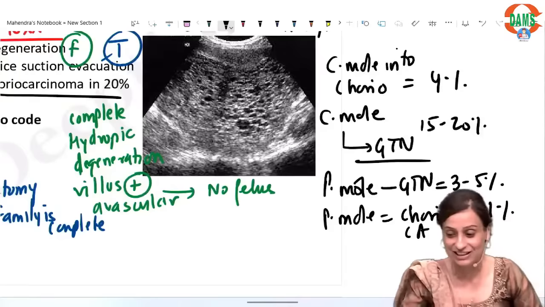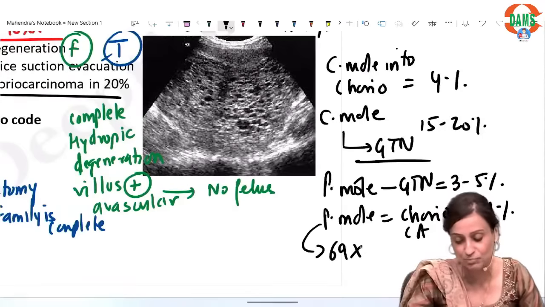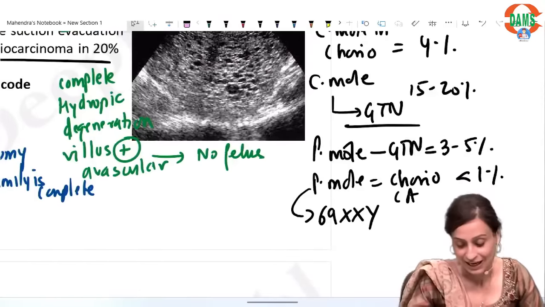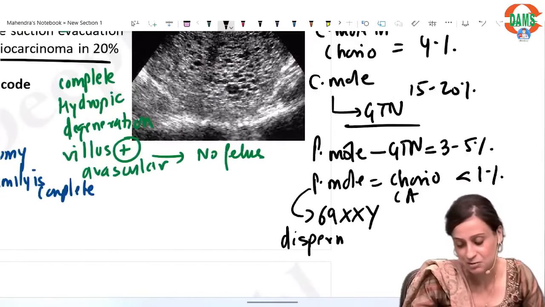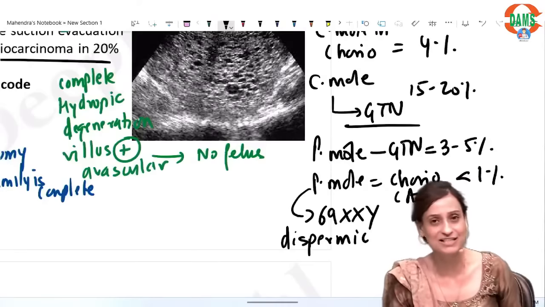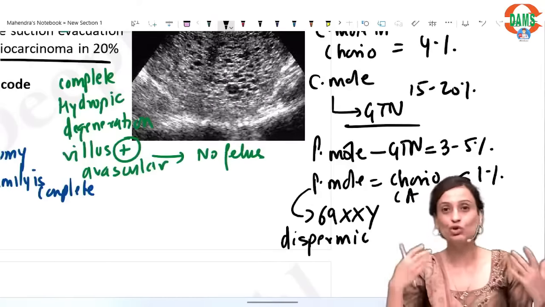And yes, someone said it correctly in the chat box. The most common karyotype of partial mole is a triploidy, 69XXY. And they are dispermic. So remember these important features. They're repeatedly asked in the INICET exam. And don't make common or easy mistakes. Please don't overthink in the exam.